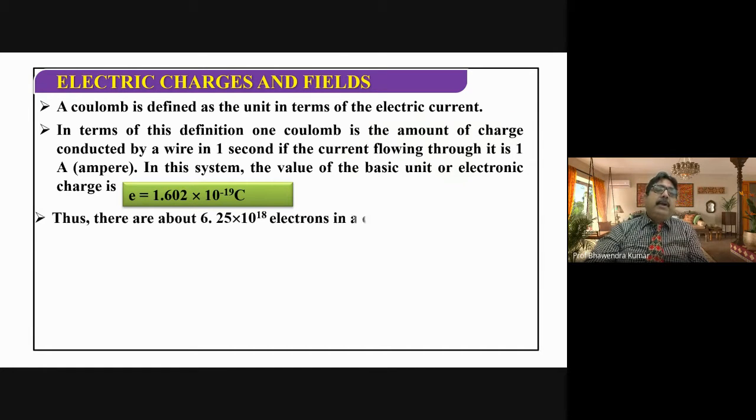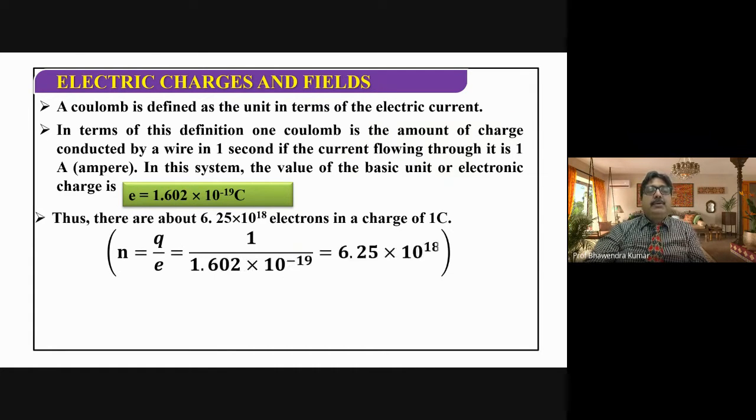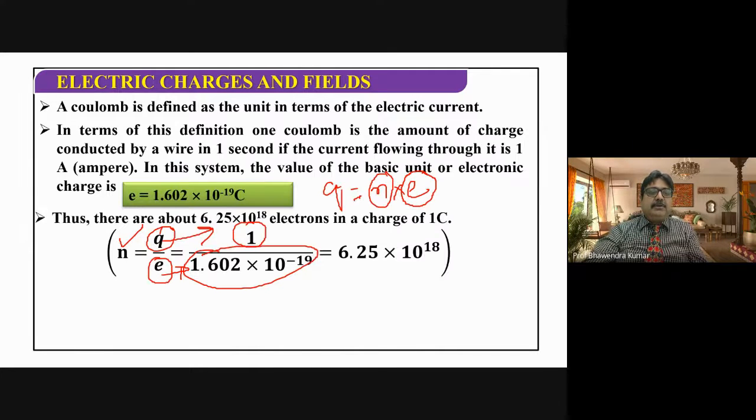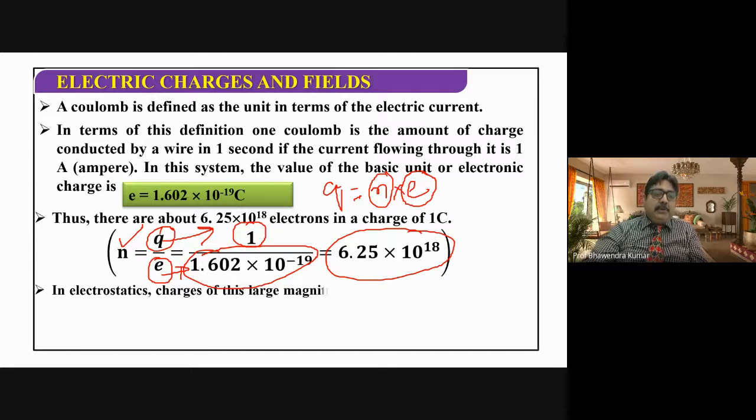According to the quantization principle, Q = N × E, where N is the number of electrons and E is the charge held by one electron. When we simplify this, we get N = Q/E. If we consider a charge of 1 coulomb and the charge of an electron as 1.602 × 10^-19, we get the answer as 6.25 × 10^18. So 6.25 × 10^18 electrons constitute a charge of 1 coulomb.